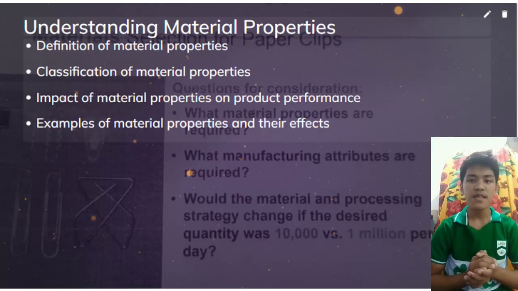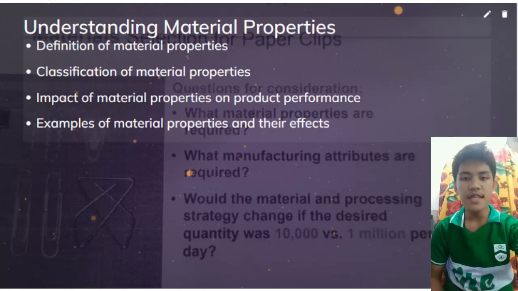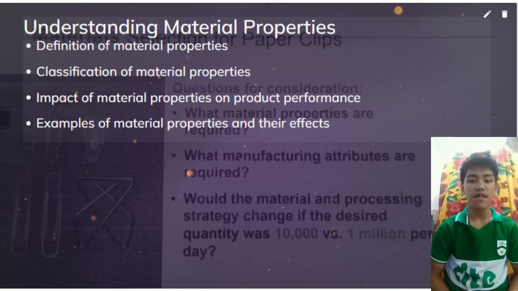For example, selecting a material with high strength is crucial for applications where load-bearing capacity is essential. Examples of material properties and their effect include using lightweight materials like aluminum in the aerospace industry to reduce fuel consumption, and selecting a material with high electrical conductivity for efficient electronic devices.